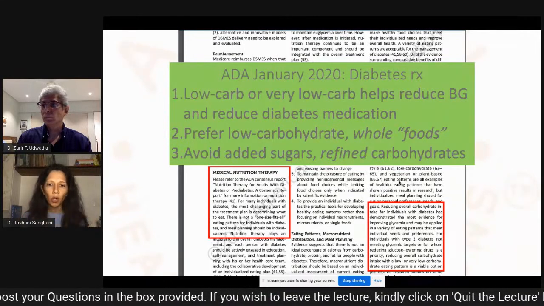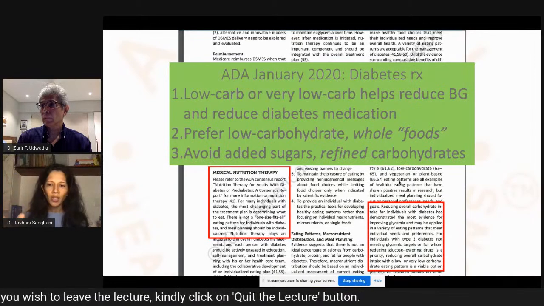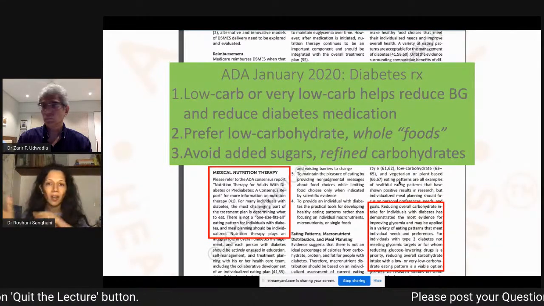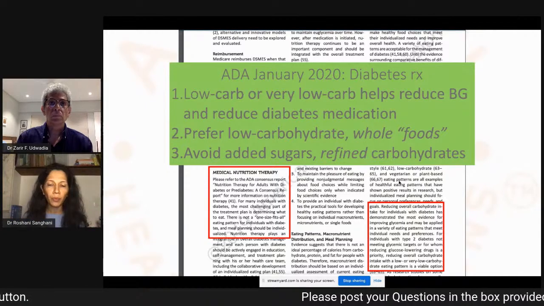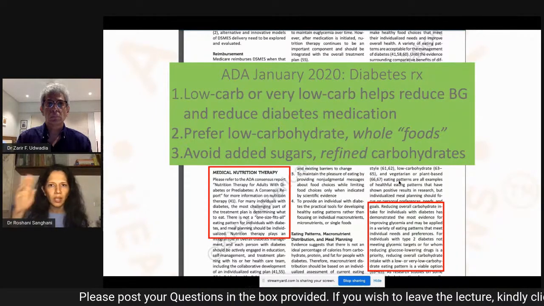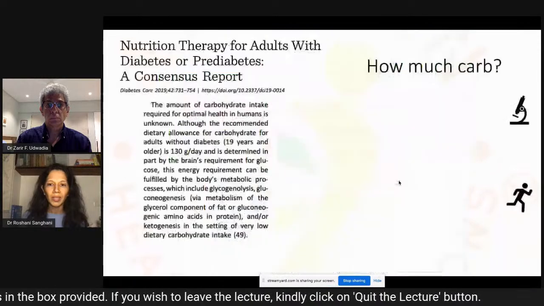And when they talk about what carbohydrates, they use the word whole foods. Watch that word though, because I'm going to talk about whole foods versus whole grains and how we get a bit trapped up with that. Again, avoiding the added sugars and refined carbohydrates. It sounds obvious, and yet all of us struggle with reducing the sugar in our diet, don't we?